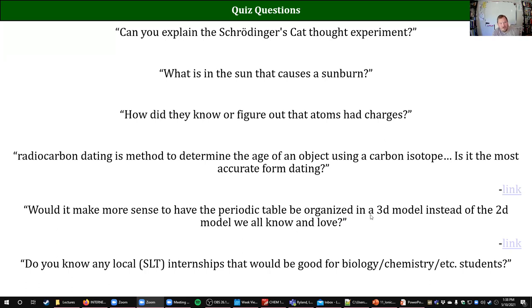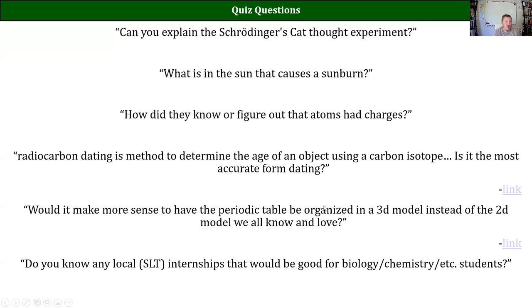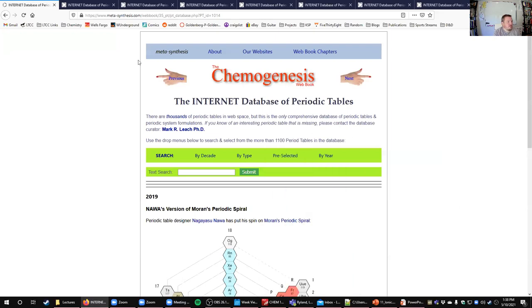Would it make more sense to have the periodic table arranged in a 3D model instead of the 2D model we all know and love? It turns out there's not just one way to arrange the periodic table. The way that we're used to looking at it conveys a lot of information about how orbitals work, and about a lot of properties and periodic trends we've been seeing, but it turns out there's hundreds of different ways that you can arrange the elements on the periodic table.